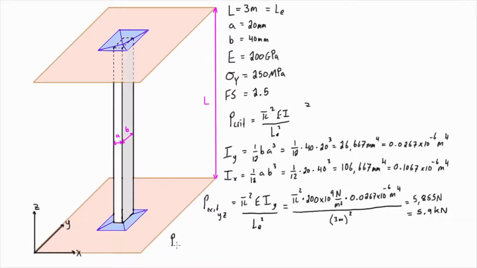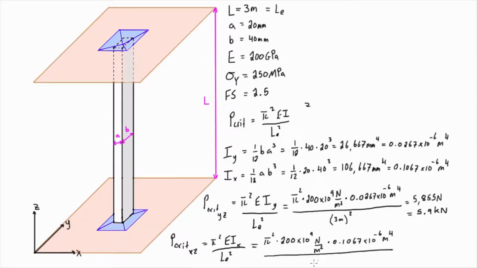Then when we check for P critical in the XZ plane, we're basically just going to redo this expression. So we have P crit in the XZ plane, and that's just going to be equal to pi squared E I, with the subscript x because we're looking at the moment of inertia about the x-axis now, over LE squared. So we're going to find that that is equal to 23.4 kilonewtons.